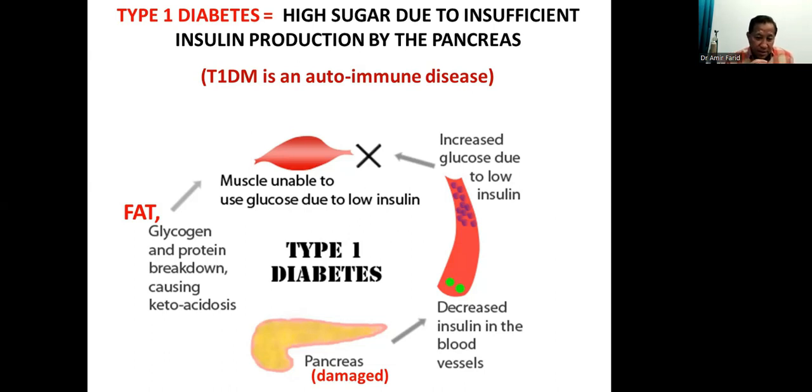And because of that, the body is forced, right, to break down fat and glycogen and protein to try to provide the calories and the energy sources. So you may end up with what's called ketoacidosis. If not treated, type 1 diabetes, you end up with ketoacidosis, right? Because the body has to break down all the fat to use as the resource material to make energy.